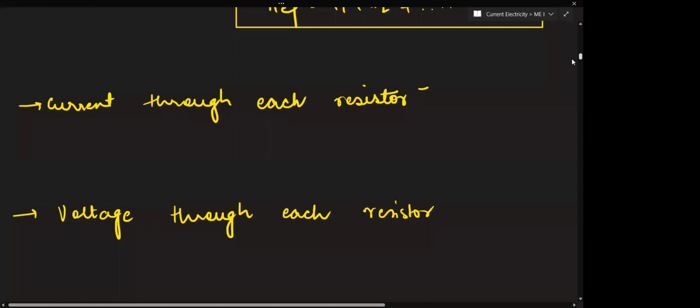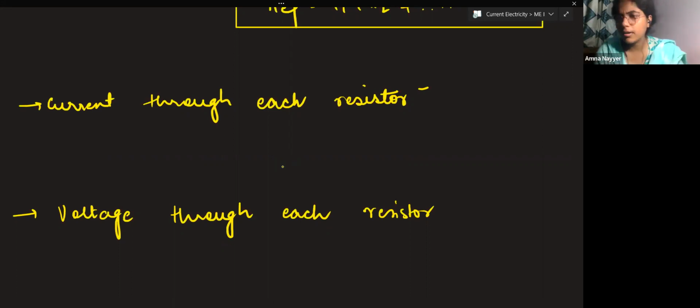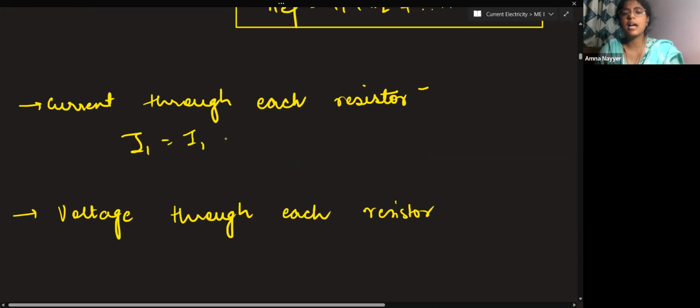Same, definitely. So even if the question asks what's the value of current through a particular resistor or a different resistor, if the total current in the whole circuit is, let's say, 5 amperes, you don't even need to calculate. If it's 5 amperes for the whole circuit, then for each resistor, it will be 5 amperes only. So current through each resistor, I1, I2, will be equal to I.